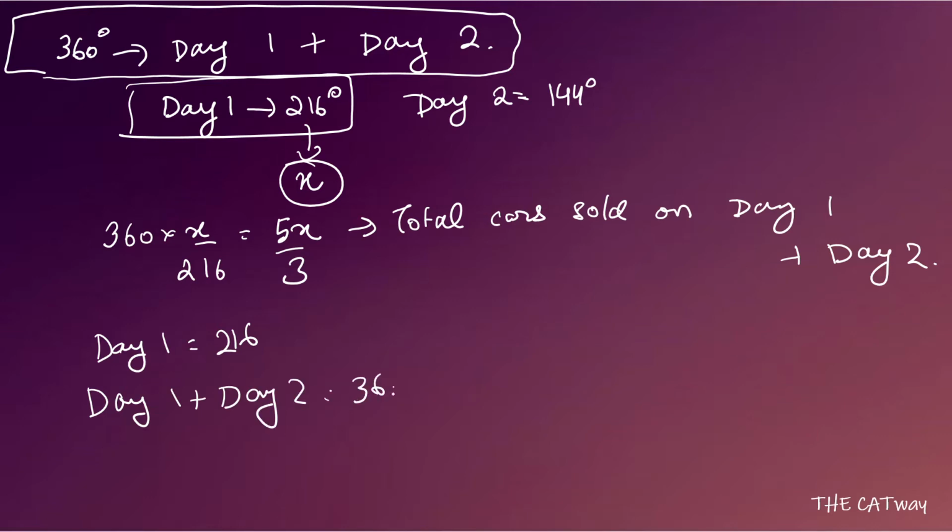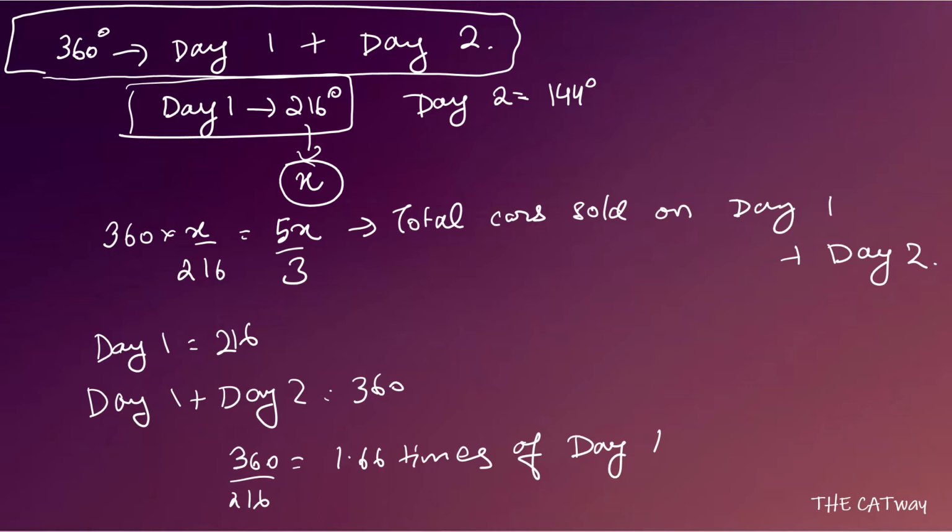It is 360. So how many times is the sum of day 1 and day 2, that is 360, of 216, that is of day 1? For that you will divide 360 by 216, then only you will get how many times it is. So what you will get is 1.66 times of day 1. Okay, so you will get that it is 1.66 times of day 1.